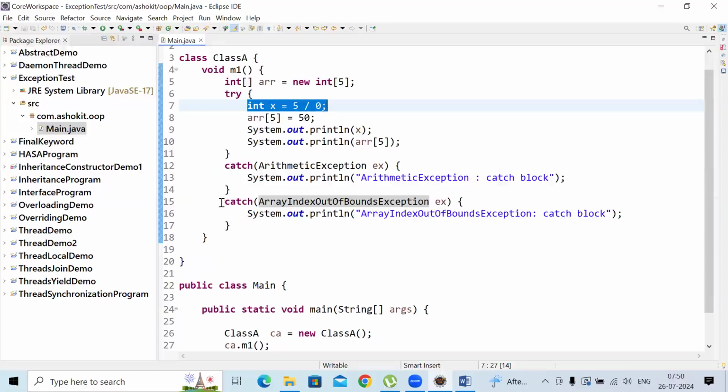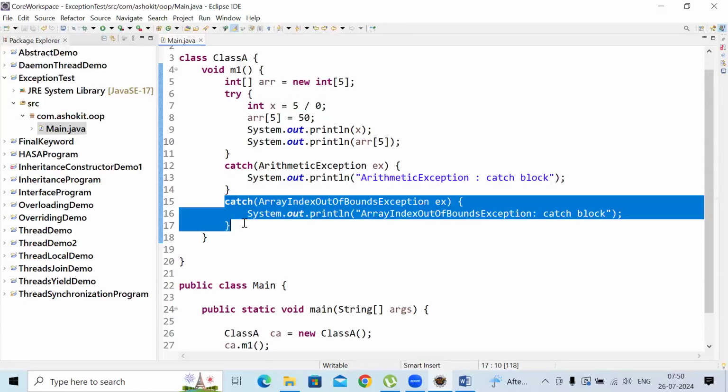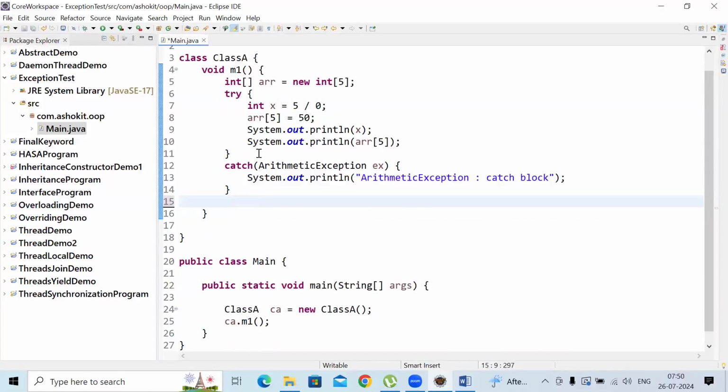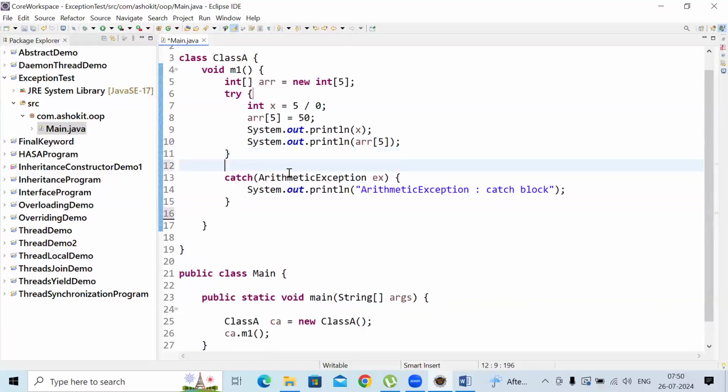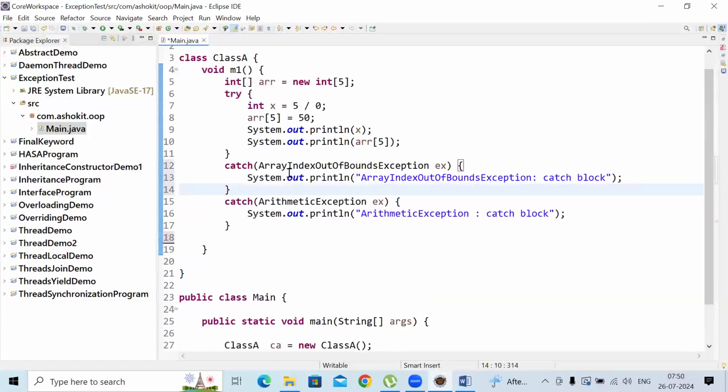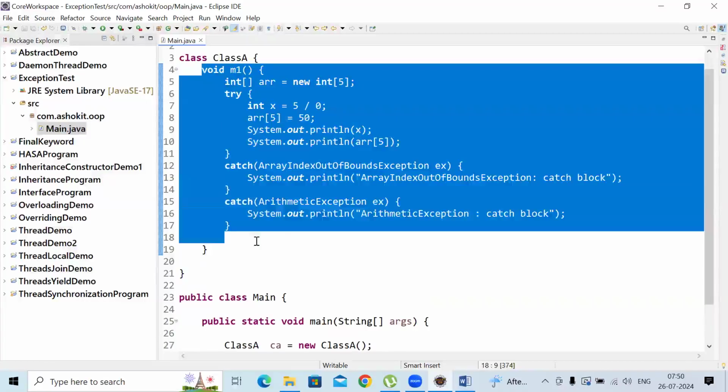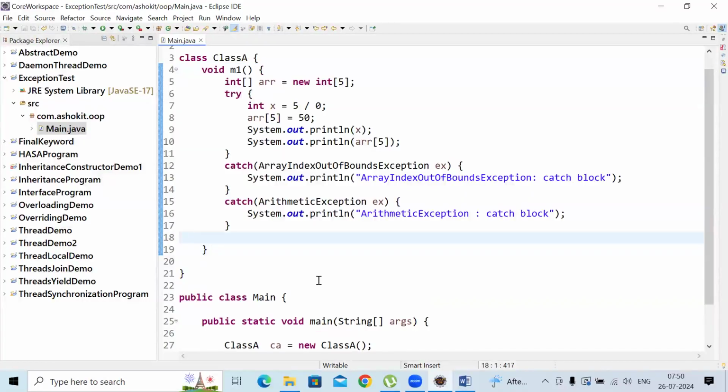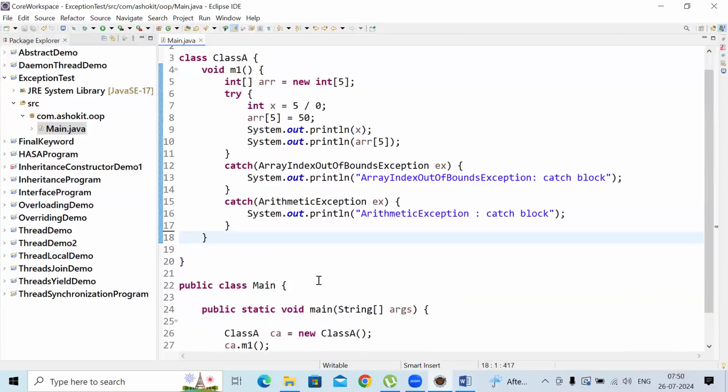For example, this catch block I am writing on top. Control X, Control V. Specific catch block. Okay. Then tell me which catch block will be executed. What's the output now? Could you expect what's the output of this code from this M1 method? Can you tell me what is the output of this? Arithmetic exception.